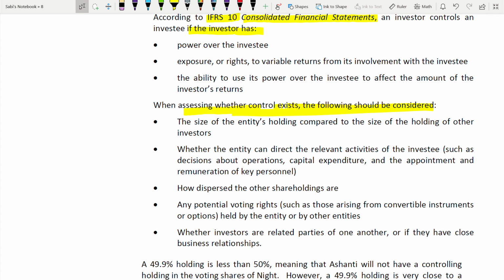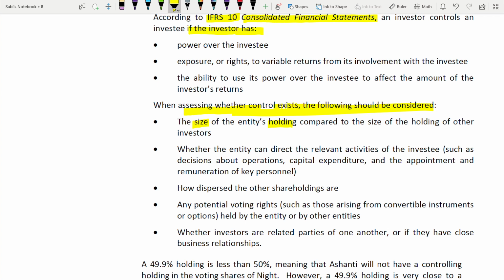How control exists. Number 1, size of the entity's holding compared to the size of the holdings of the other investors. You see the size of the holding and compare it with the other investors. Let's say you alone are having 40%, whereas the other shareholders, 20 of them, are each holding 2%. Together they make 40%. But you alone are holding 40%. So this shows that your size is bigger compared to them.